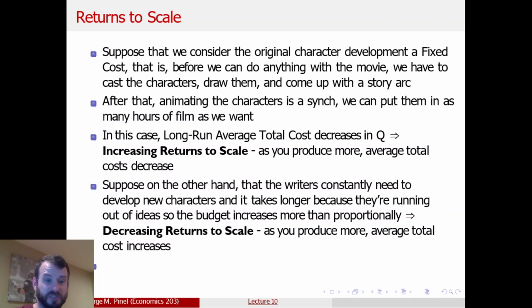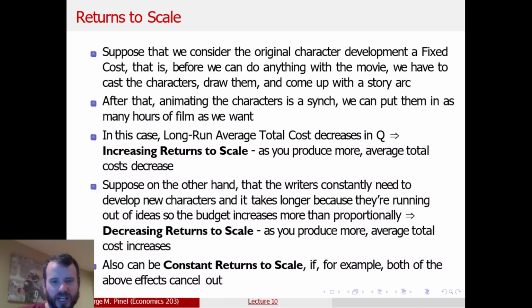So some offices might limit the number of people in the office, just so that you don't have this human resource nightmare of nobody knows anybody, nobody knows who to ask questions to, and whatever. So that's a way of avoiding decreasing returns to scale. But essentially, decreasing returns to scale is an industry in which your long run average total cost will increase as your output increases. Okay.